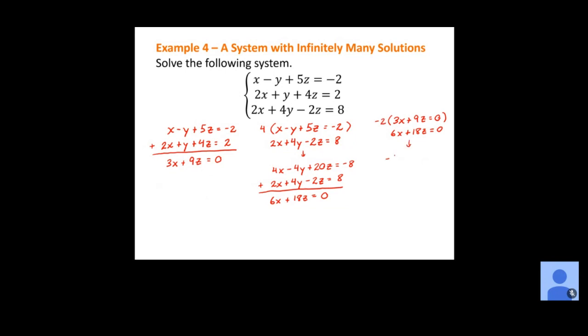That's going to give us negative 6x minus 18z. Negative 2 times 0 is still 0, though, right? So we're still going to have 0 on the right. Bottom equation stays the same. 6x plus 18z equals 0. Now we can add. And when we do that, what are we going to get? 0 equals 0, right? Because all of our variables cancel, but we still have 0 on the right-hand side. So what does that tell us now?